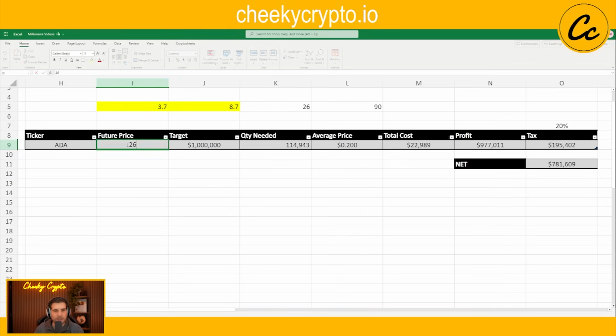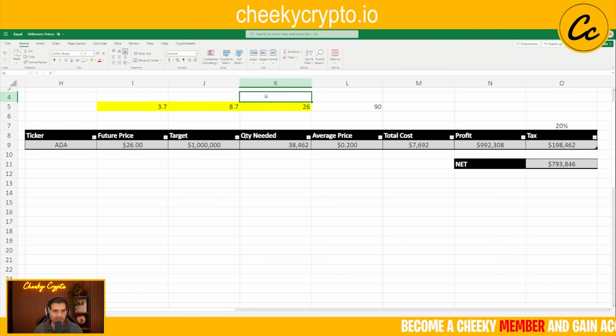$26, we start to split opinions here. Okay, at $26, we only need 38,462 ADA to drive $1 million return on investment. 20 cents being your purchase price, that's a $7,692 investment, driving you a profit of $992,308, $198,000 tax bill, netting you down with $793,846. Now, this one splits opinions because a lot of people just think, what would the market cap be?